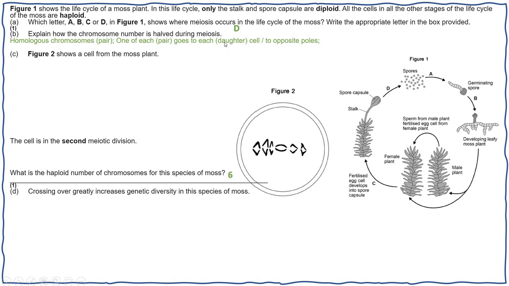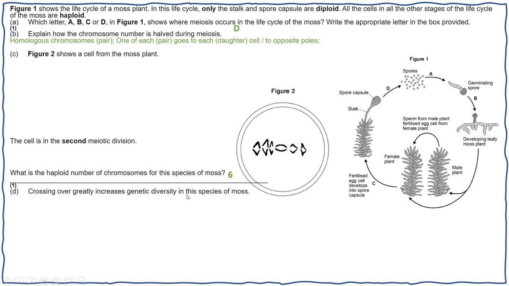Explain how the chromosome number is halved during meiosis. Homologous chromosomes, the pair of homologous chromosomes, one of each pair goes to each daughter cell. That would happen in meiosis 1.